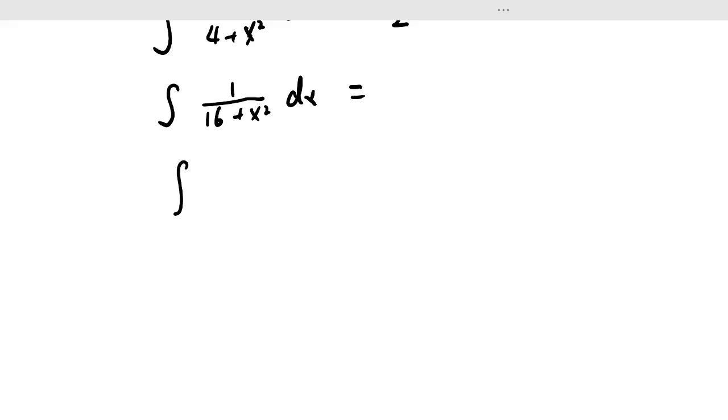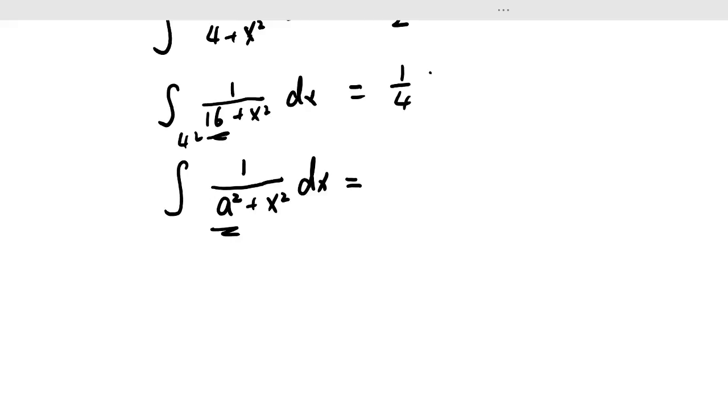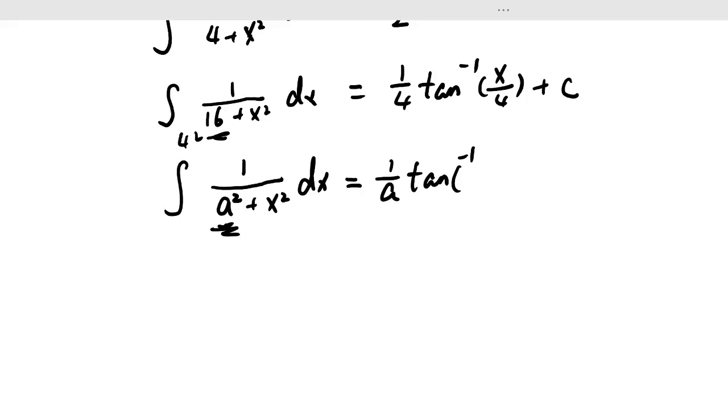This means if I have a formula for this, that's going to be a squared plus x squared. a squared is a constant number. So this one right here, 16 is 4 squared. That's going to be 1 over 4 arctangent x over 4. So that's basically 1 over a, the unique number I have right here, arctangent x over a plus c.